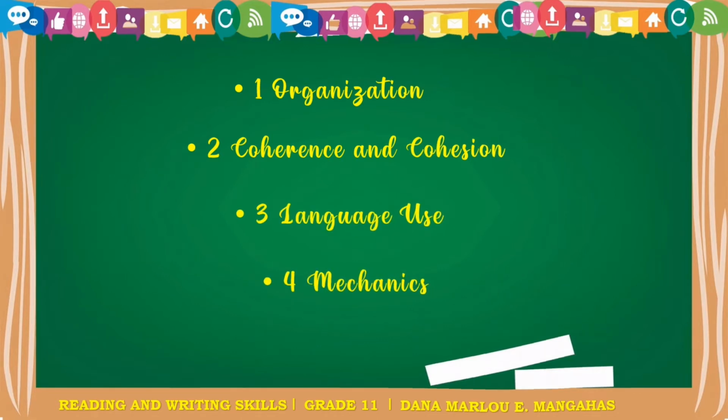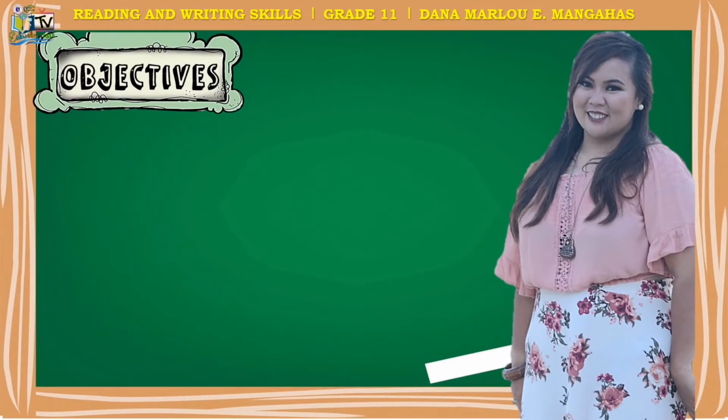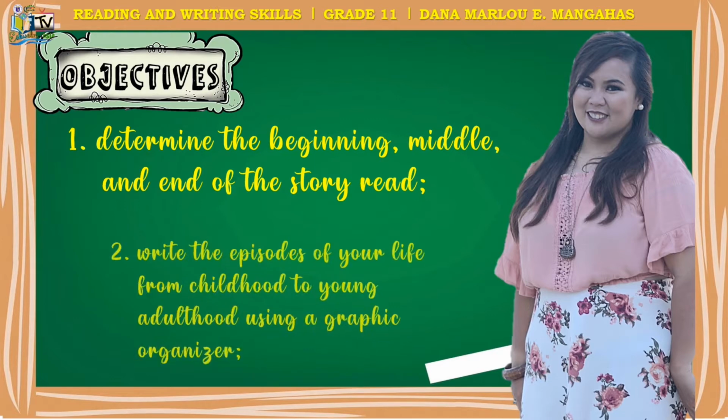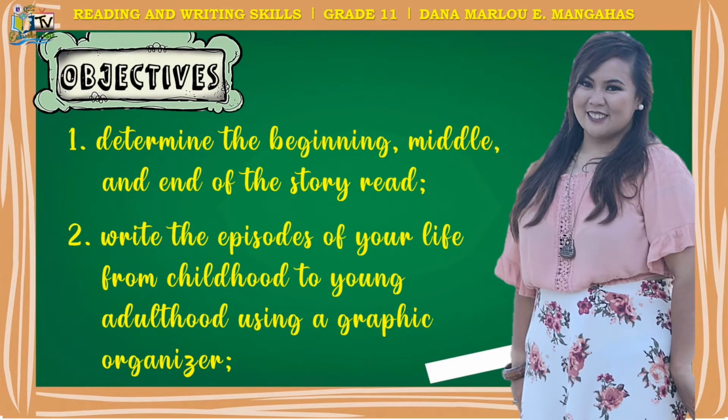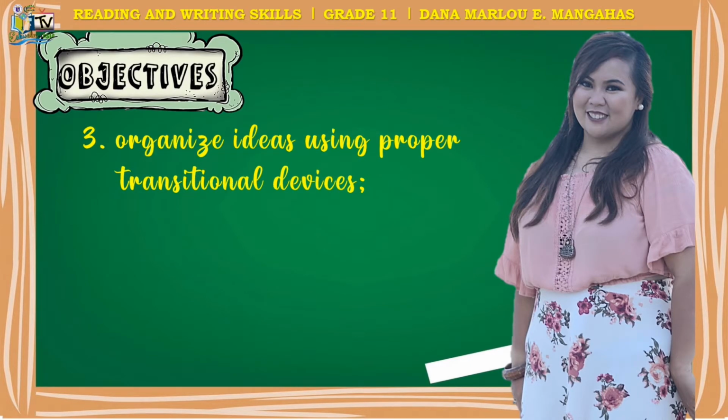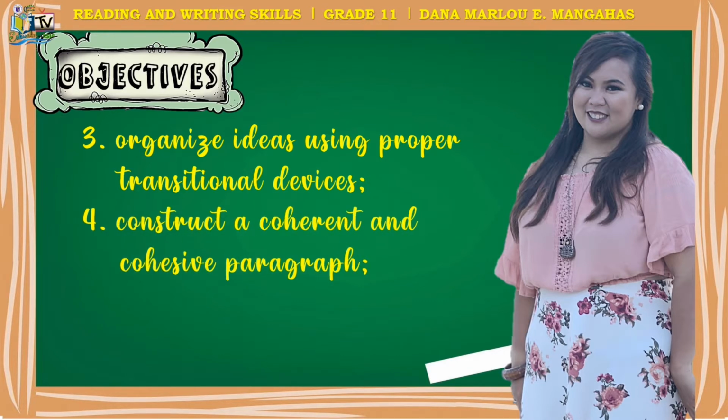After going through the module, you are expected to: Number 1. Determine the beginning, middle, and end of the story read. Number 2. Write the episodes of your life from childhood to young adulthood using a graphic organizer. Number 3. Organize ideas using proper transitional devices. Number 4. Construct a coherent and cohesive paragraph.